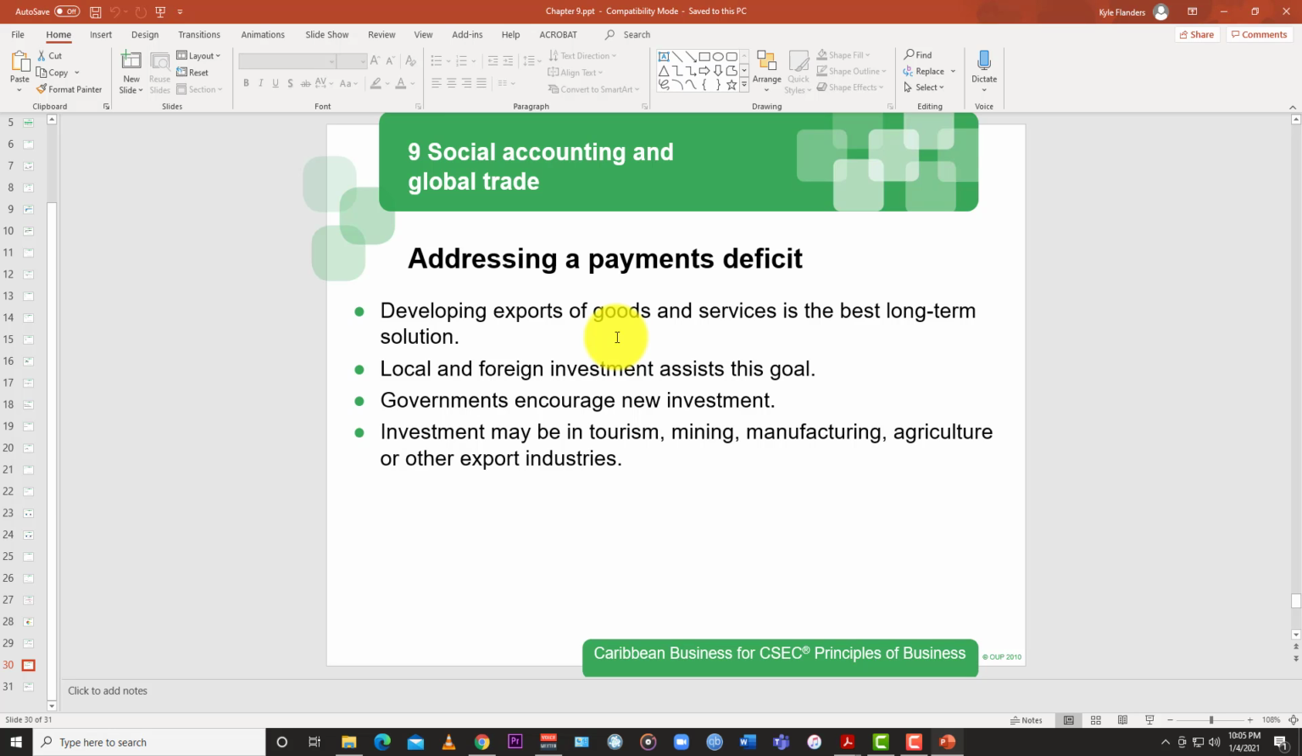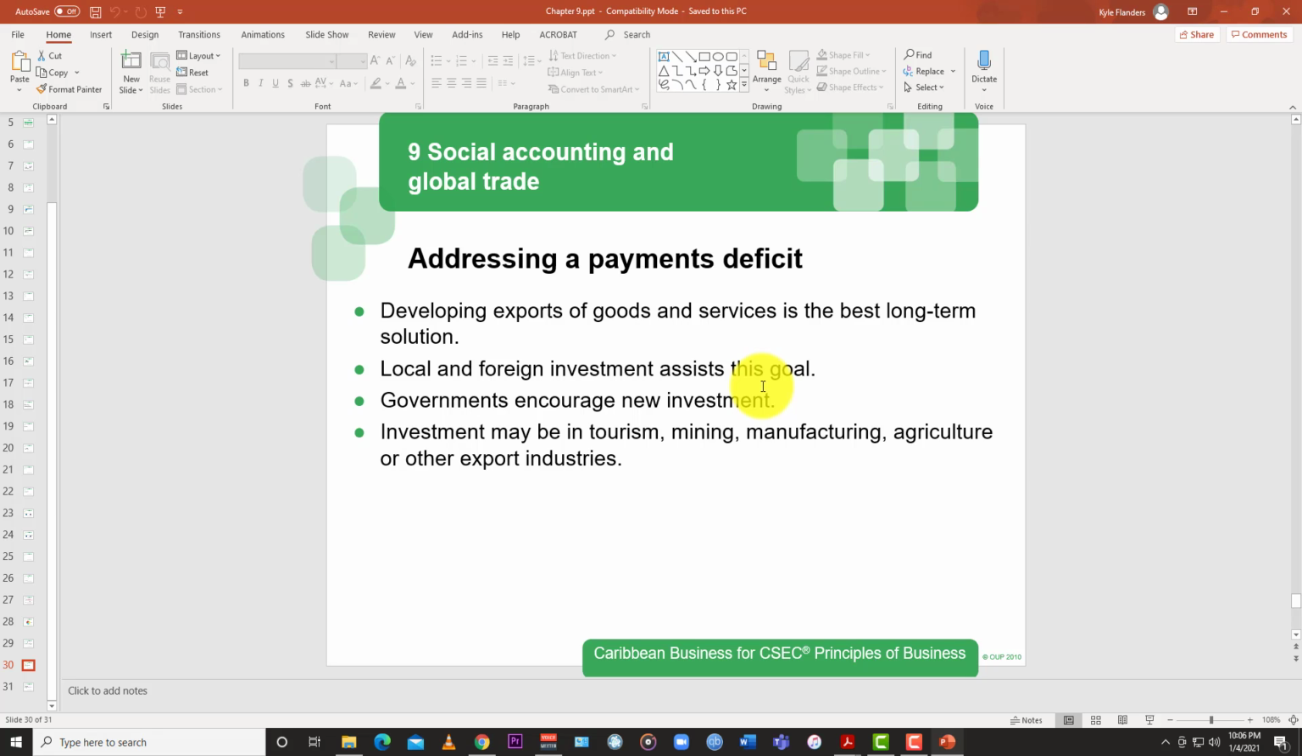The Caribbean countries can solve that by developing various industries so you can improve overall export, whether it is your manufacturing industry, agriculture industry, the financial service industry, whatever, just so that you can improve the exports of certain goods or services. Then, of course, local and foreign investment assists this goal.